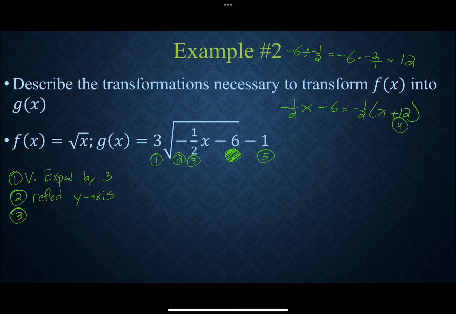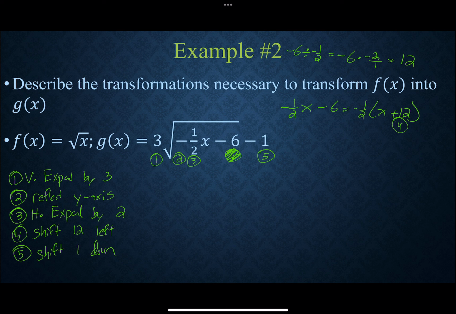Transformation number 3, it's a fraction multiplying directly with x. So it's a multiplying directly with x, so it's horizontal, and it's a fraction, so it's also expanding. We don't say by 1/2, though, we say by 2, the reciprocal. We recognize that horizontal expansion means a fraction, so we know that really is a 1/2 there, but we say it's expanding by 2. Transformation number 4, now we've done our proper factoring out the -1/2. We know it's really going to be shifting 12 to the left because of the plus sign. And then our -1 at the end means we're going to go 1 down.